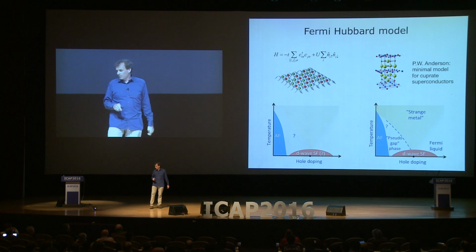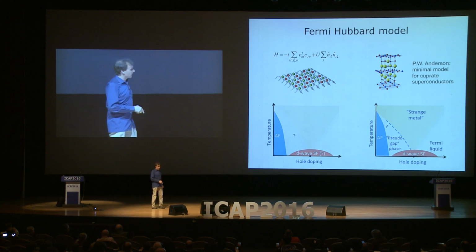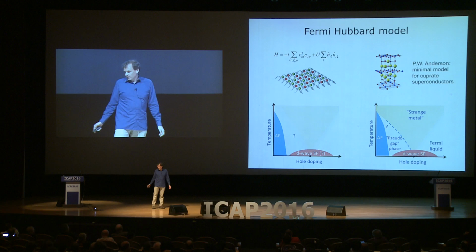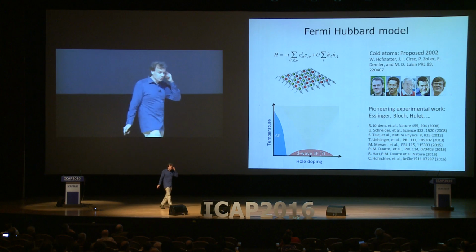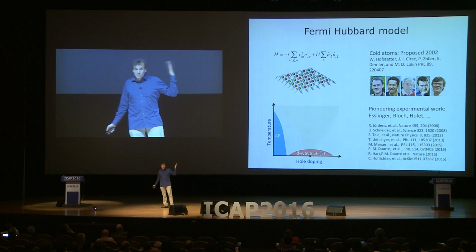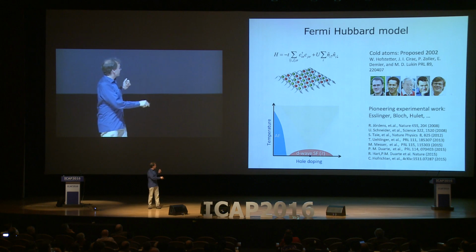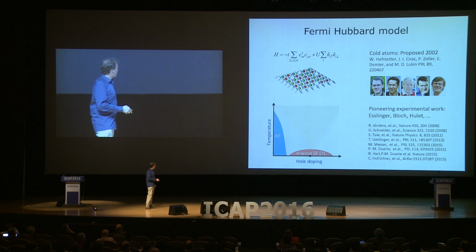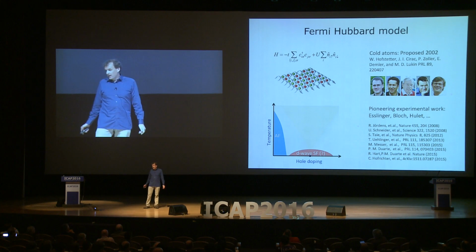So this is a great experimental opportunity, because it's really hard to calculate these kinds of things. It was proposed in 2002 that this model could be pretty much perfectly realized with ultracold atoms in optical lattices by these colleagues you all know well. And a lot of exciting experimental work has been going on. I will mention some of that in a minute.